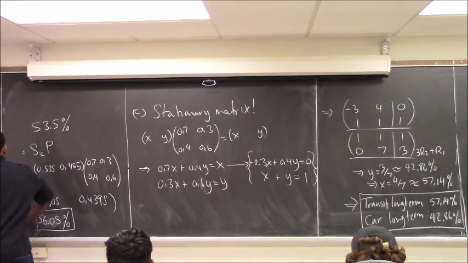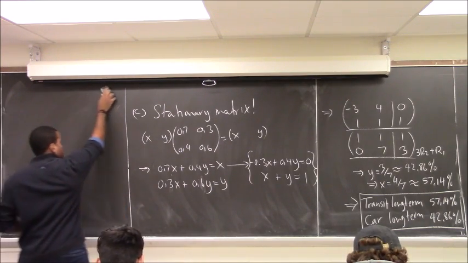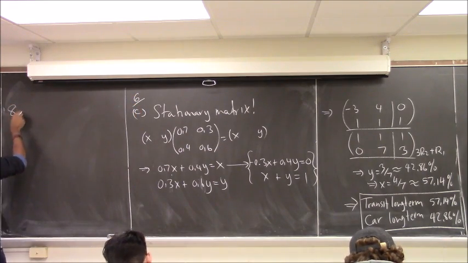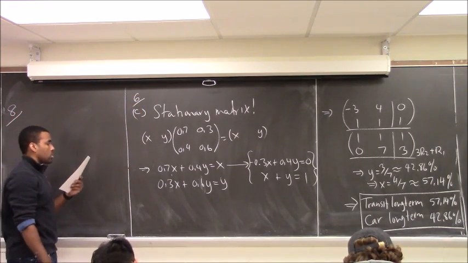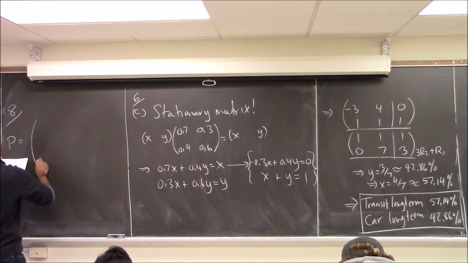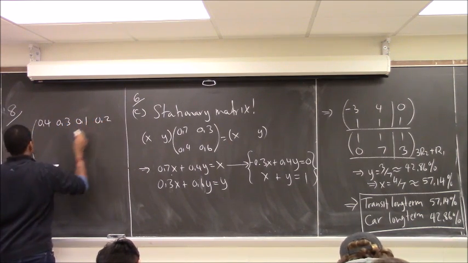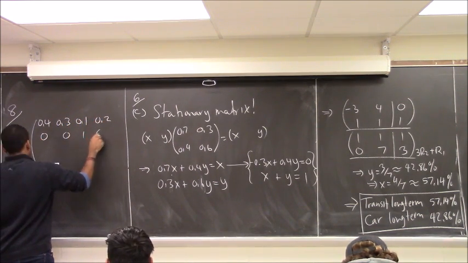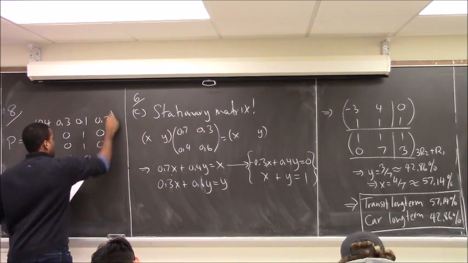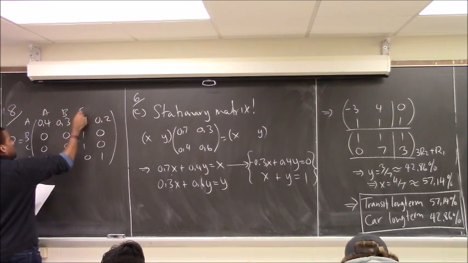Okay. Moving on to problem 8. That was 6 part C. Moving on to problem 8. We're given a matrix. So P is 0.4, 0.3, 0.1, 0.2, 0, 0, 1, 0, 0, 0, 1, 0, 0, 0, 0, 1. This is A, B, C, D. A, B, C, D.